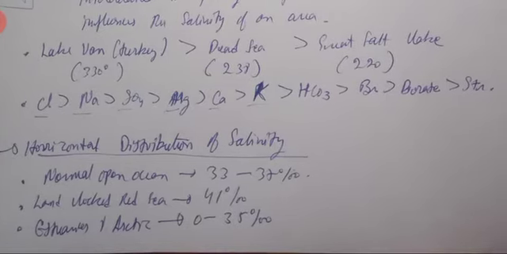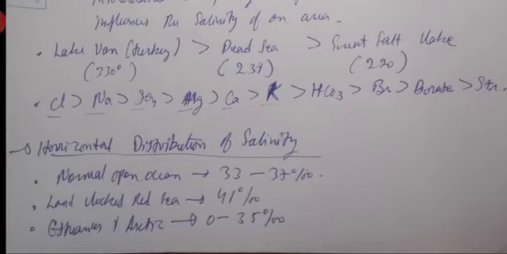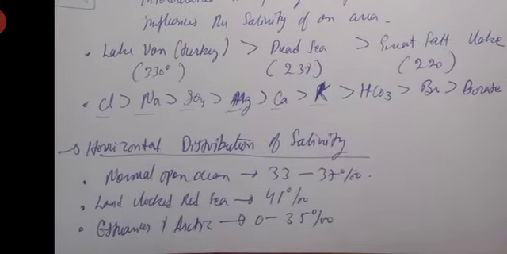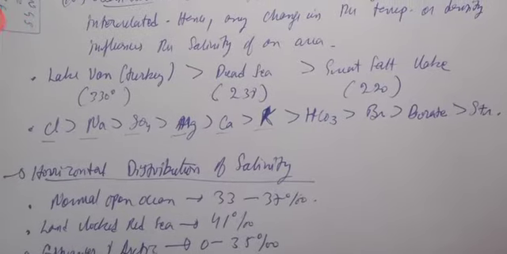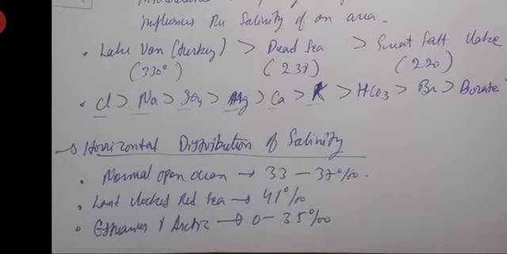The decreasing order of the various minerals present in saline water: chlorine is in the largest concentration. Then comes sodium. Then sulfate, SO4. Then magnesium, Mg. Then calcium, Ca. Then potassium, K. Then bicarbonate. Then bromine, Br. Then borate.